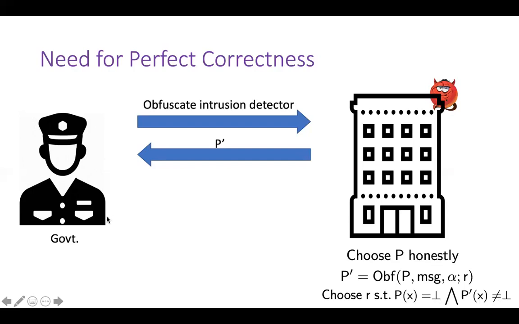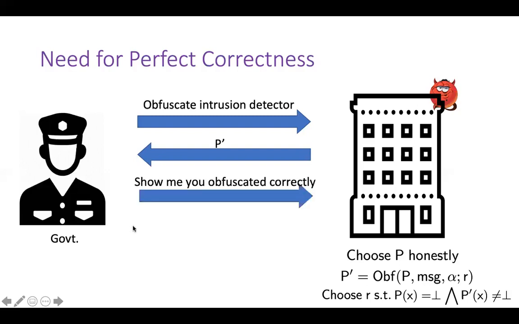In future, even if the government gets a doubt about the company and wants to audit the process, the government can ask the company to show that it did its job correctly. In that case, the company can just send the original program P and the randomness R used during obfuscation. The government would then just accept the audit because there is no way for the government to check whether the randomness R is bad or not. And this problem can be solved if we use a perfectly correct lockable obfuscation mechanism.